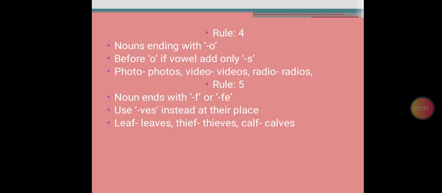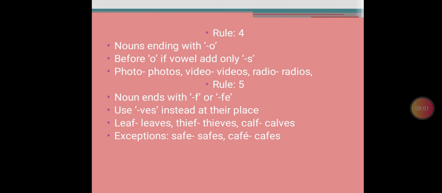Calf, calves. And there are some exceptions also. Safe, safes. Cafe, cafes. These are the exceptions. You may ask why these exceptions are. Well, this is the English language. This is how English people speak, that's why we also have to accept the way they use the language. So we say these are the exceptions.